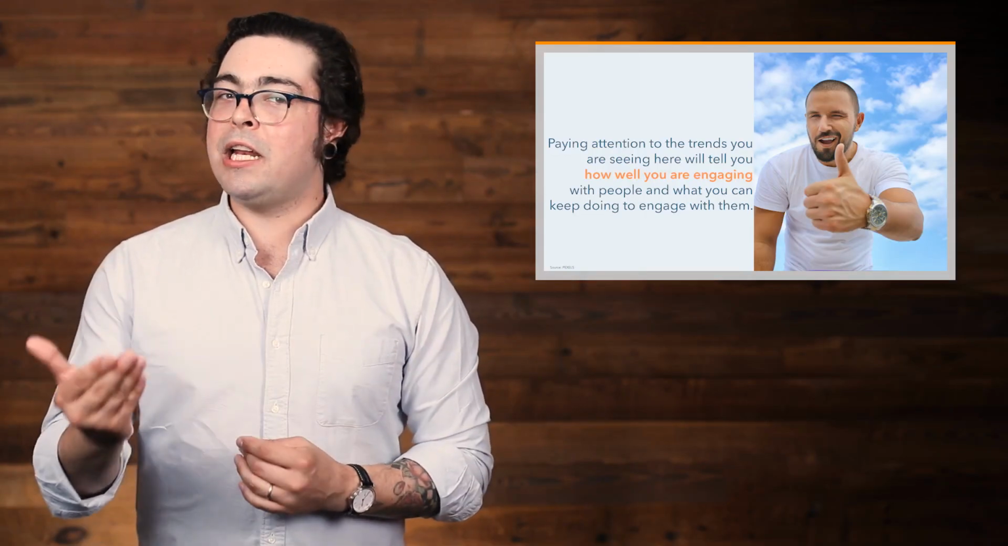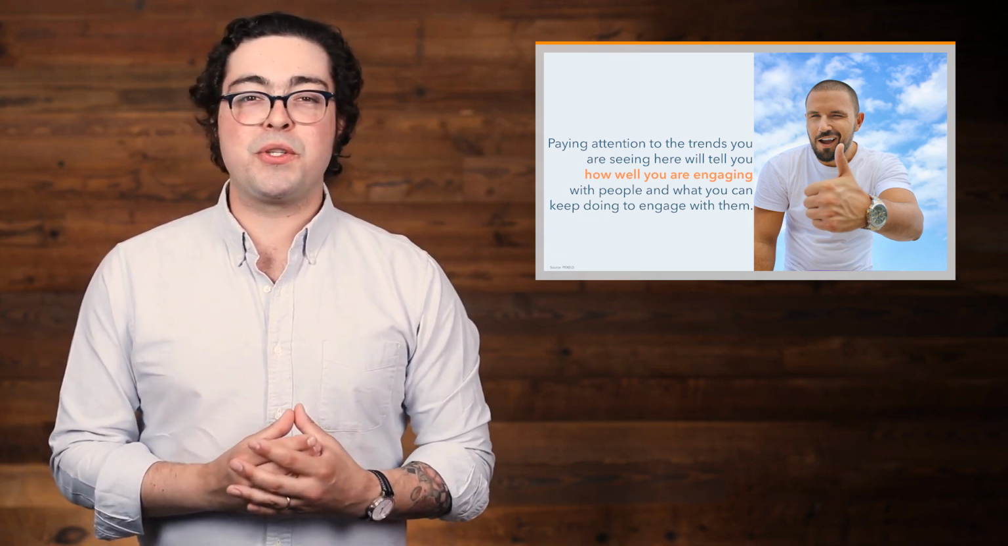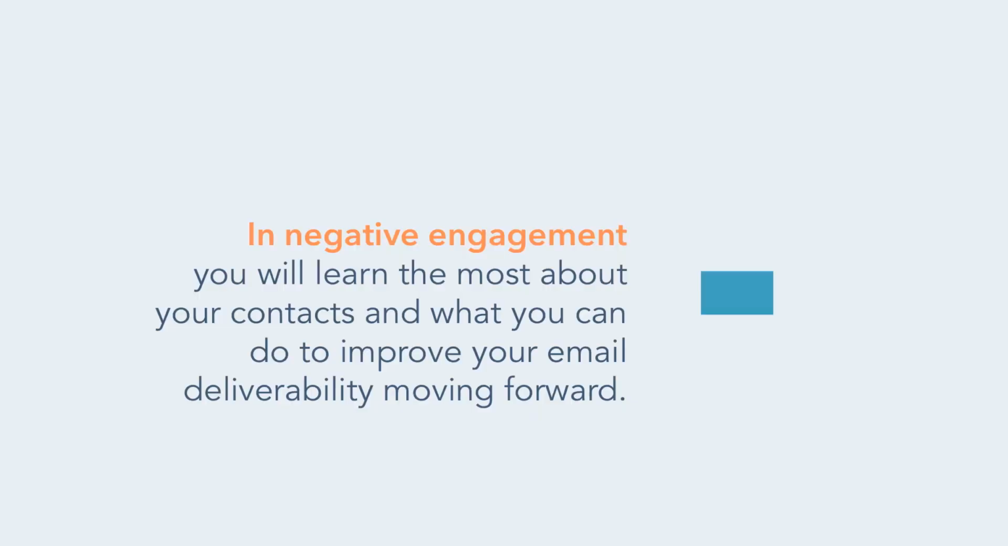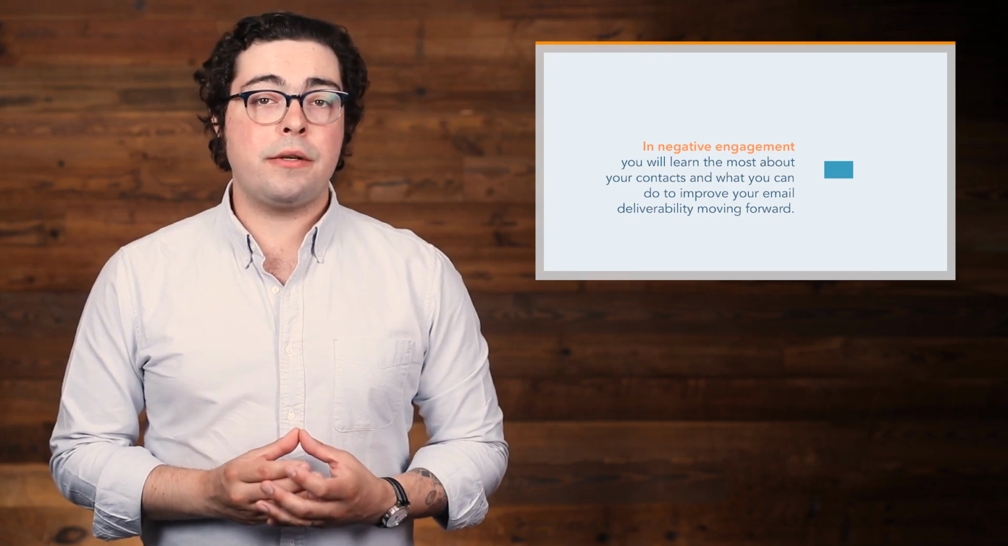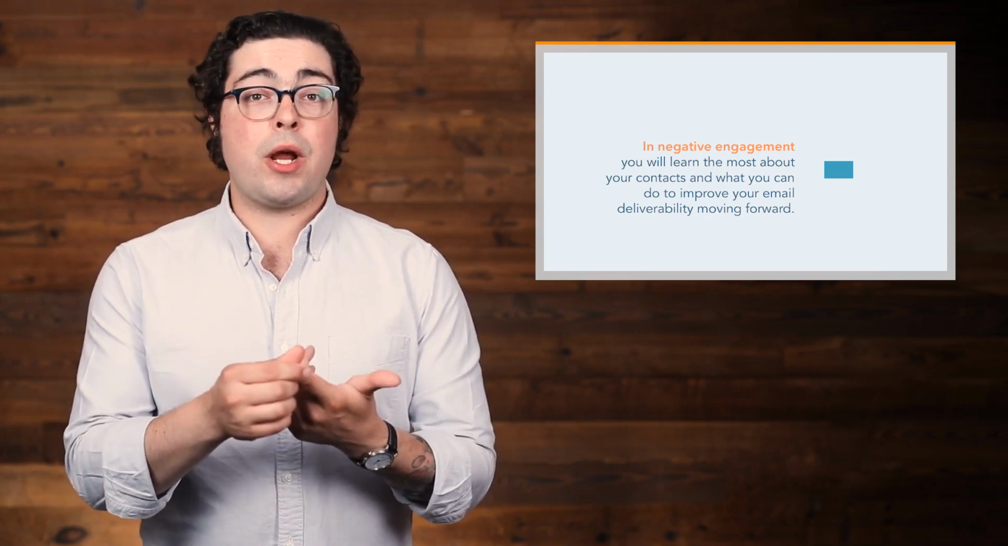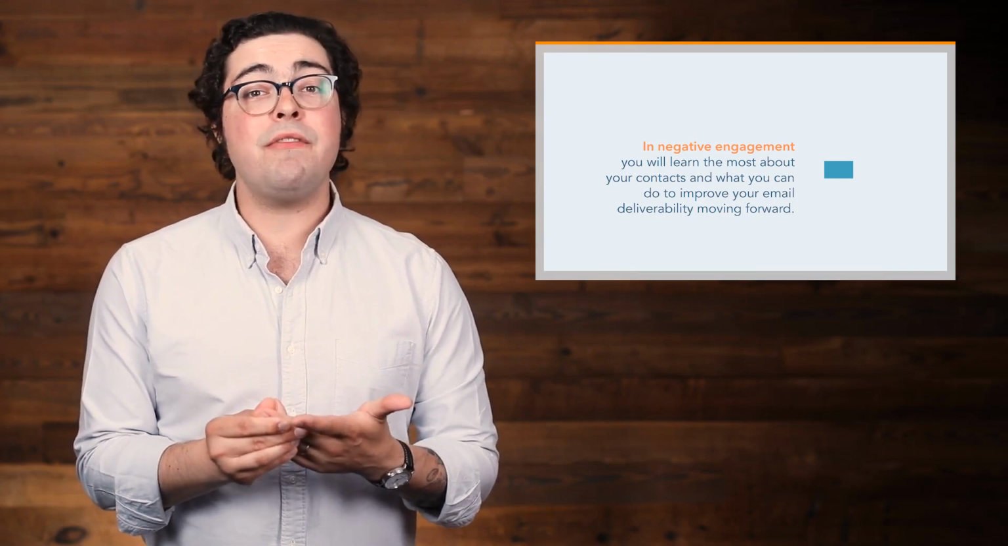Now, let's look at the negative engagement. These are the metrics that might not make you break out into a smile, but are equally as important. This is the bucket where you will learn the most about your contacts and what you can do to improve your email deliverability strategy. When looking at this bucket, you want to focus on what the contacts who have churned, unsubscribed, or essentially decided that they no longer want to communicate with you have in common.